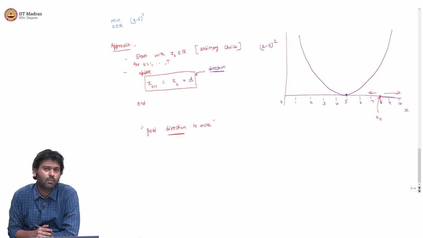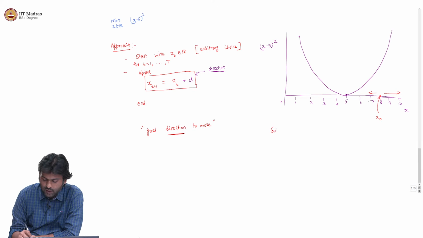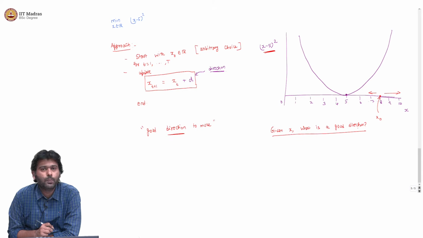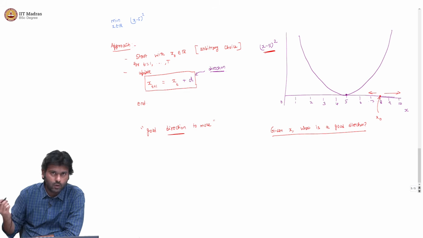Now, for this particular problem, let us ask the question: what is a good direction to move given a point x naught, or in general x? So, the question is, given x, what is a good direction? We are still in this particular function, (x minus 5) squared. Let us talk about this function and then generalize it to other functions in a bit. What is a good direction? For this particular function, it is pretty clear what a good direction is. So, here is the rule, so to say.